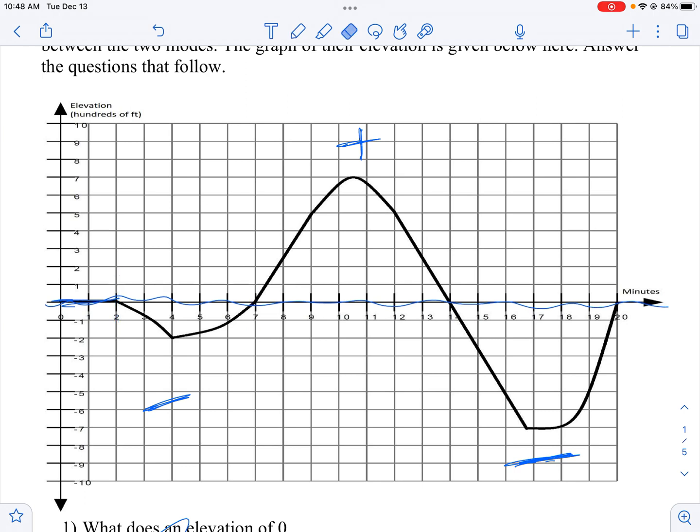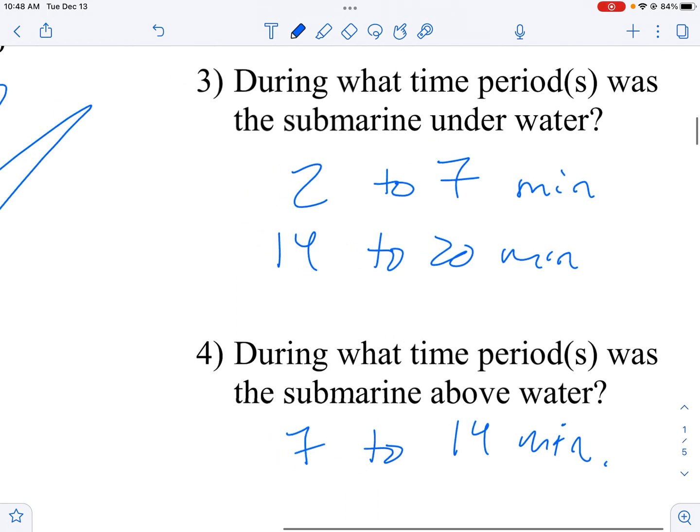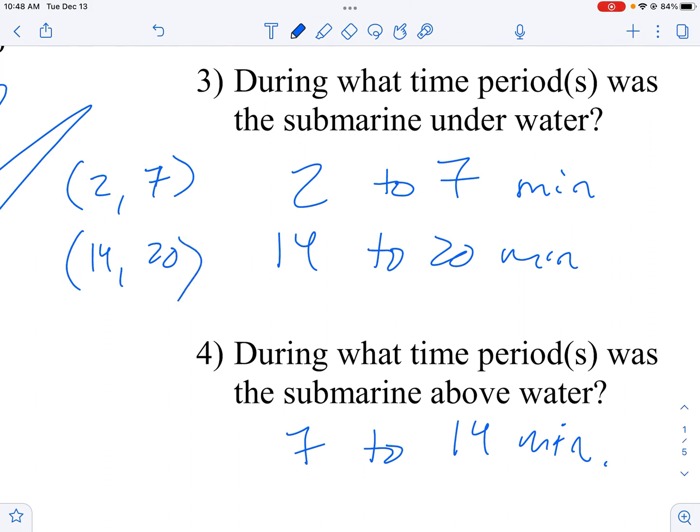And so this is what you're going to have to identify about functions on your assignment. And to write your answers, it's going to be really similar to this, except you don't write 2 to 7 minutes or 14 to 20 minutes. You're going to write it as an interval. Luckily, the interval is really easy to write. You just put the first part where it started, and then you write down where it ended, that particular property. So it's from 2 to 7, so you put 2, 7. And this one is 14 to 20, and there's our interval there.